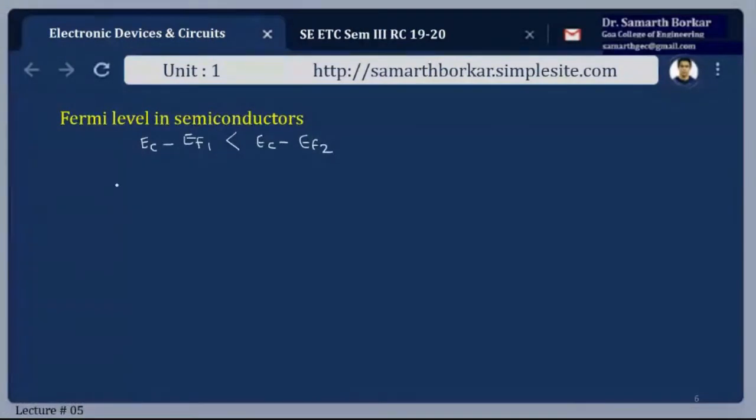So e to the power of (EC minus EF1) by KT will be greater than e to the power of (EC minus EF2) by KT. The reason for this is we are taking the negative of EC minus EF1 and comparing with the negative of EC minus EF2. Now for these cases we are taking NC to be constant. It is a standard typical value.